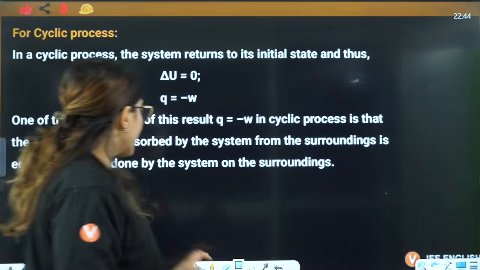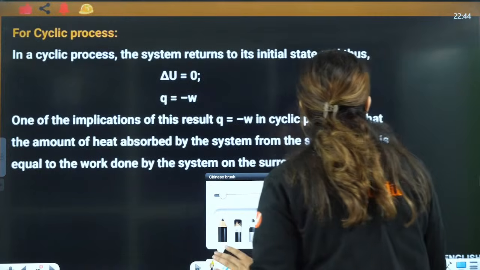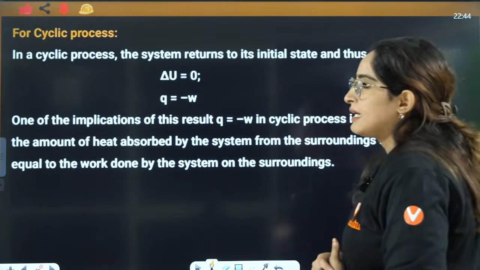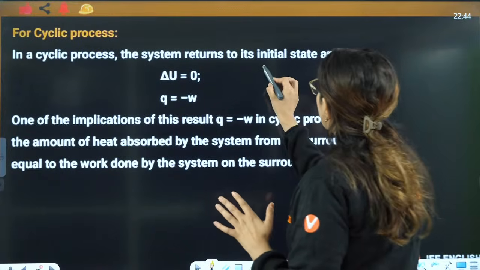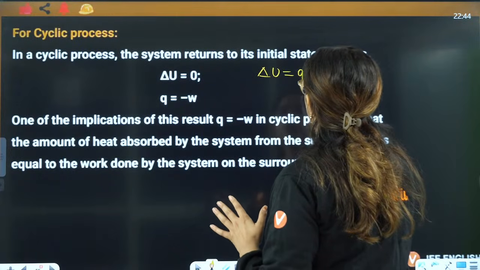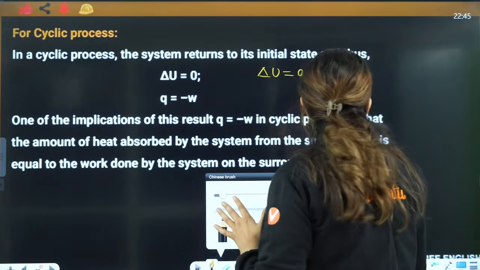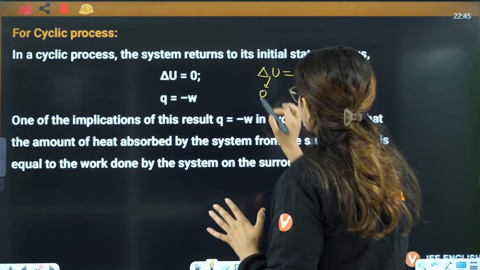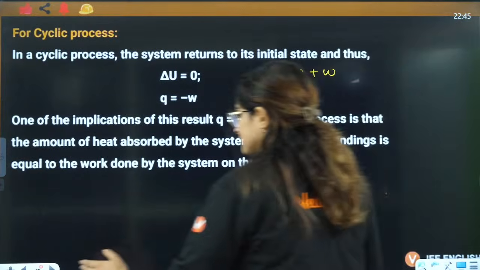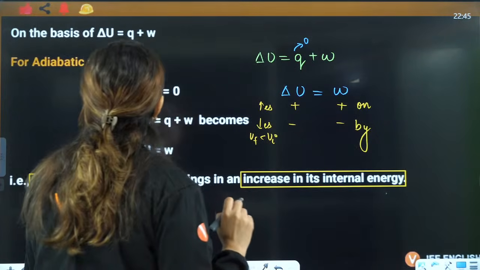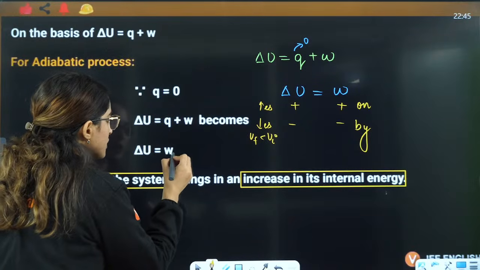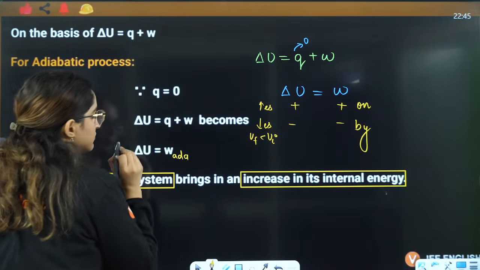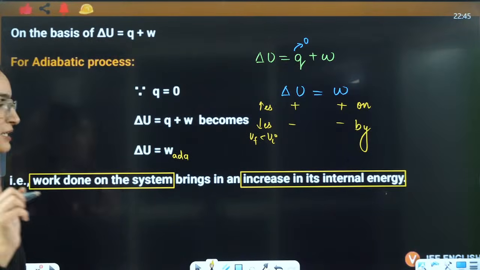Next is the cyclic process. Let's talk about the cyclic process. In a cyclic process, all the state function changes are zero. So when you apply delta U is equal to Q plus W, right? We know that delta U is going to be zero. And one very important thing you must write for the adiabatic process as well, that delta U is equal to W adiabatic. This is important, right?